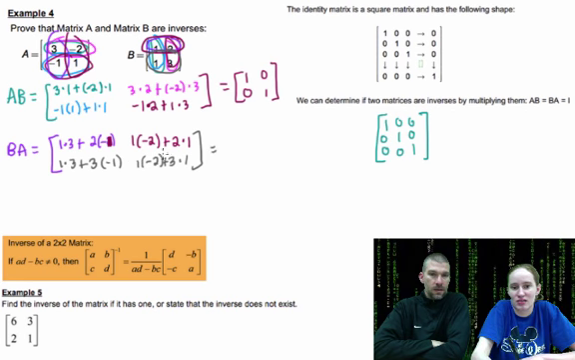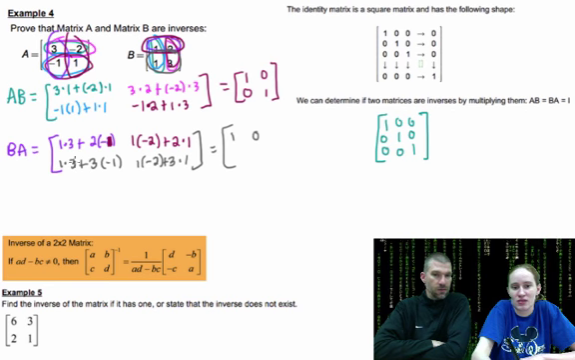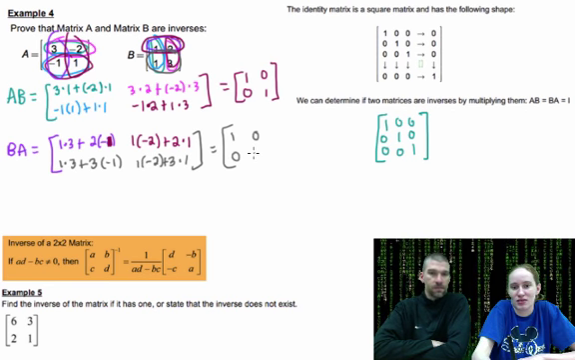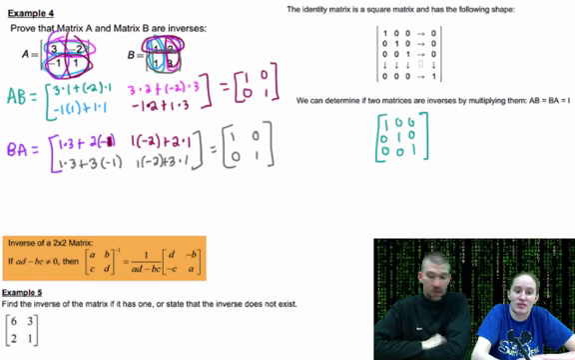Okay, this gives us 1. 3 minus 2 is 1. This gives us 0. 2 minus 2 is 0. This gives us 0, and this gives us 1. Boom. So those are inverses. We proved it.